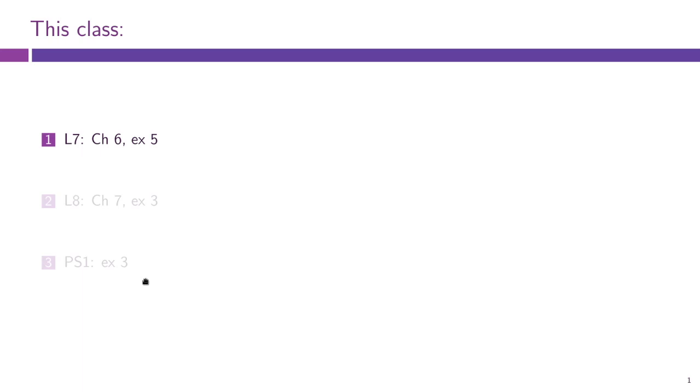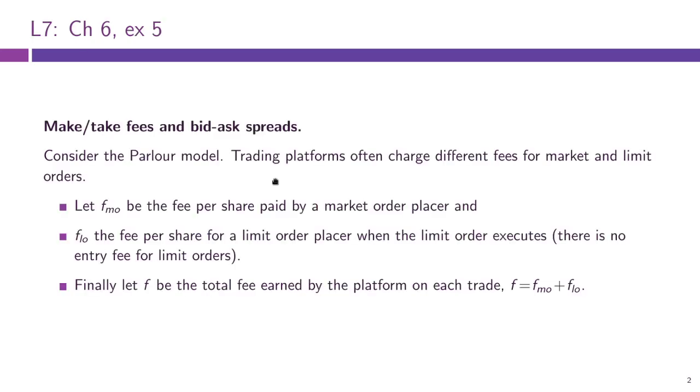So let's begin our trip to the past with exercise 5 from chapter 6 that we did in lecture 7. This is the first time I noticed that this is 5, 6, 7. This exercise had to do with make and take fees and bid-ask spreads. So first of all, to try to recall what happened in lecture 7 and what happened in chapter 6 of the textbook.